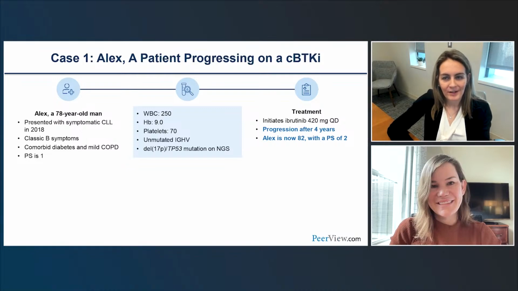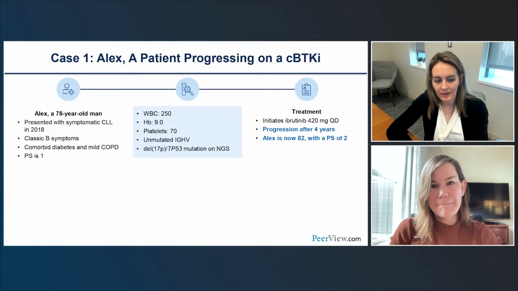Thanks so much. Now we're going to delve into some case-based examples. We're starting here with our first patient. This is a patient progressing on a covalent BTK inhibitor. Alex is 78. He presented with symptomatic CLL in 2018. At that time, he had symptoms including drenching night sweats.